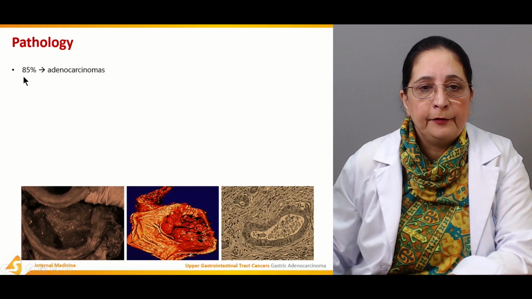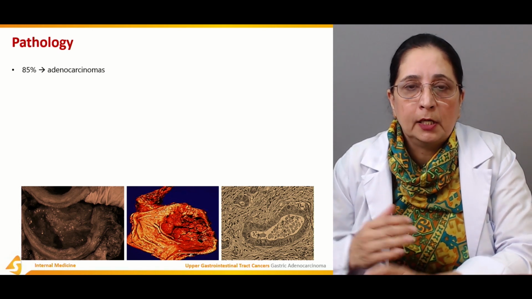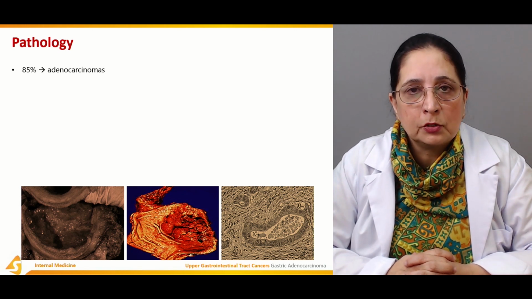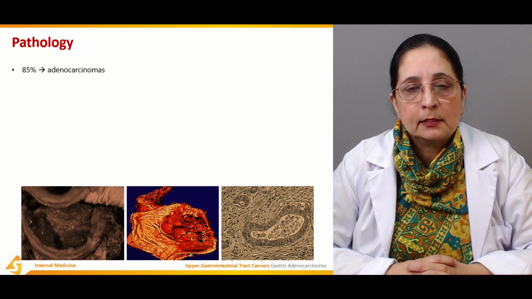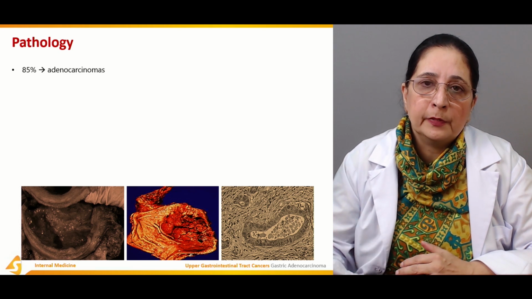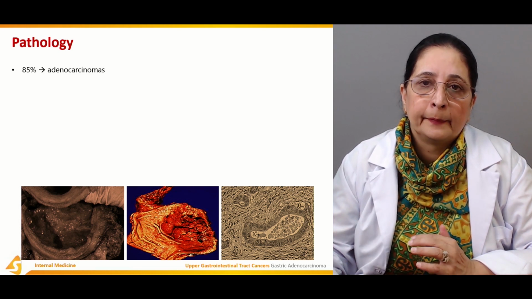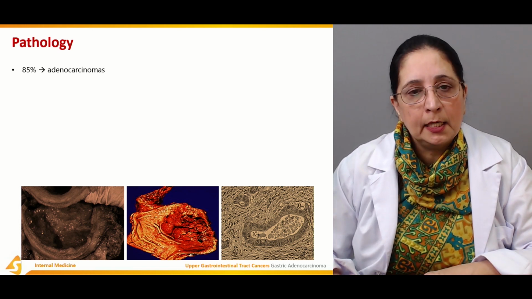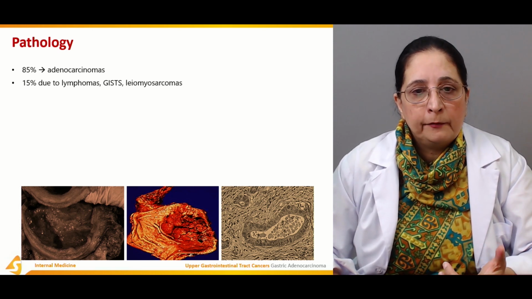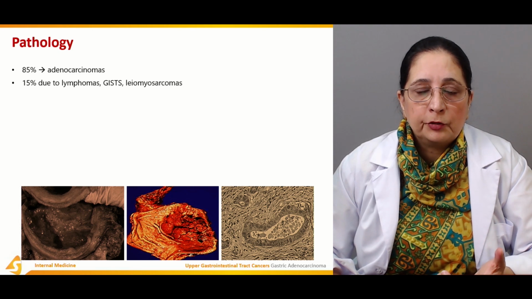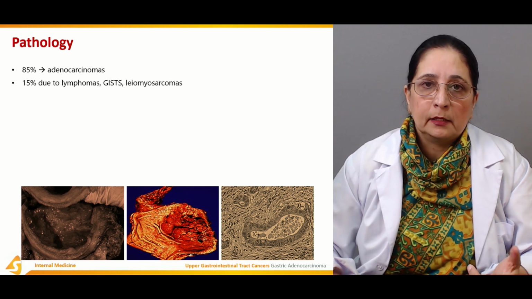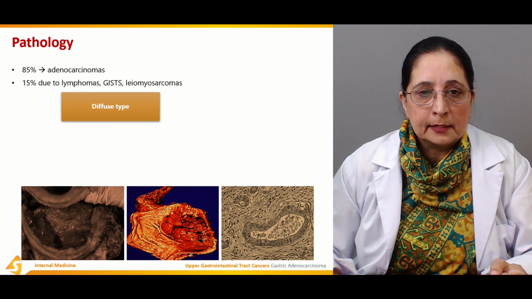Pathology: 85% of gastric carcinomas are adenocarcinoma. So adenocarcinomas are the most common type of cancers of the stomach. 85% adenocarcinoma, and the remaining 15% are the lymphoid and the sarcoma. So most common is the adenocarcinoma. 15% due to lymphomas and gastrointestinal stromal tissues, myosarcomas. All these are the different 15% of the cancers.